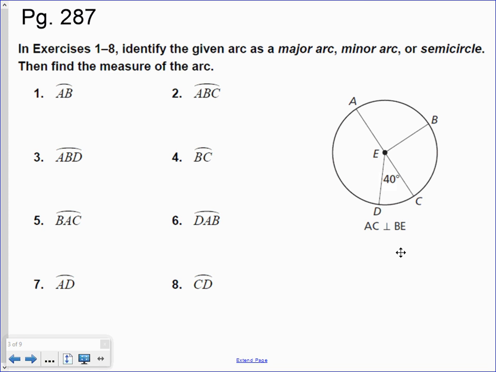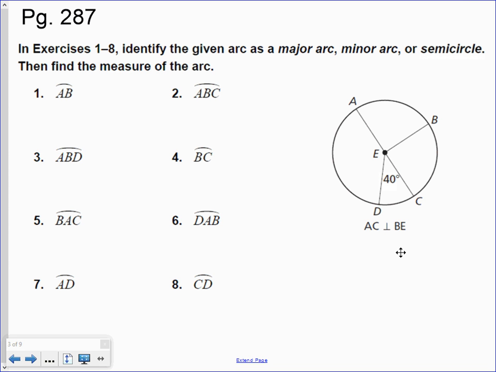Identify the given arc as a major arc, minor arc, or semicircle, then find the measure of the arc. Now, I typically do that in the reverse order. Like, I find the measure first and then decide if it's one of those. But however you want to do it is fine. So we're going to start off here with arc AB. Now, that's 2 letters, so it should be a minor arc.